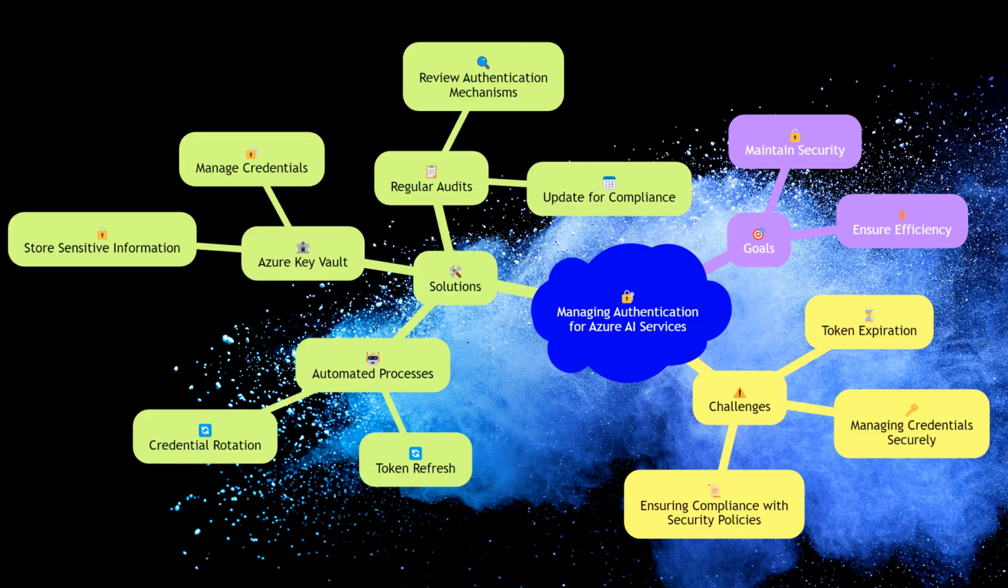Managing authentication for Azure AI services can present several challenges. These include handling token expiration, managing credentials securely, and ensuring compliance with security policies. To address these challenges, implement automated processes for token refresh and credential rotation. Use Azure Key Vault to store and manage sensitive information securely. Regularly audit your authentication mechanisms and update them as needed to comply with security standards. By proactively addressing these challenges, you can maintain a secure and efficient authentication system for your Azure AI services.